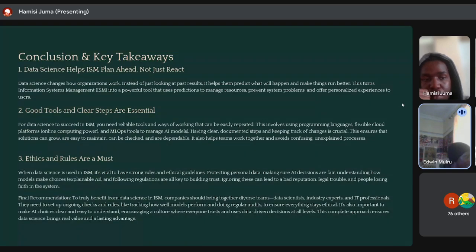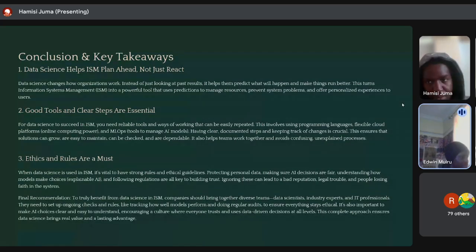For data science to succeed in information systems management, you need reliable tools and ways of working that can be easily repeated. This involves using programming languages, flexible cloud platforms, and machine learning operations that are tools to manage AI models. And then having clear documented steps and keeping track of changes is crucial. This ensures that solutions can grow, are easy to maintain, can be checked, and are dependable. It also helps teams work together and avoid confusing and unexplained processes.